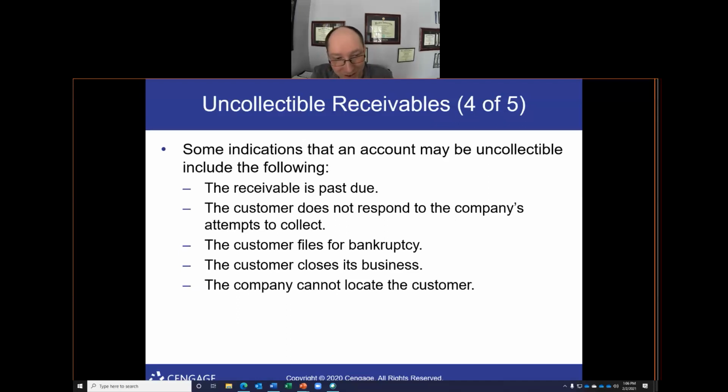I've done it. Sometimes the customer might file for bankruptcy. They can't collect from the customer. The customer closes their business. The customer cannot be located. That's one of my favorite ones. The customer moves and changes their phone number, all that stuff.